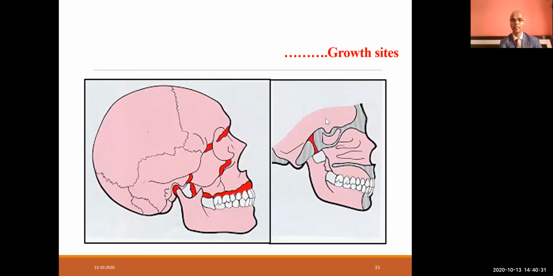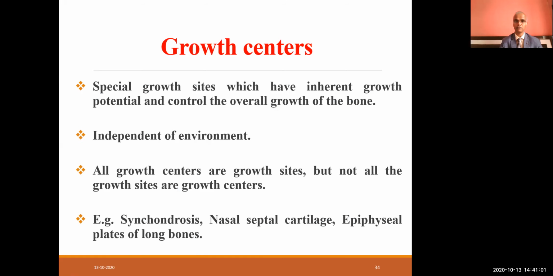Like in diagram, we can see these are the synchondroses. These are growth sites. Here these are the sutures, which show the growth site. Alveolar bone, head of the condyle, maxillary tuberosity. They are the growth sites. They have special properties for the growth, where rapid growth activity takes place.